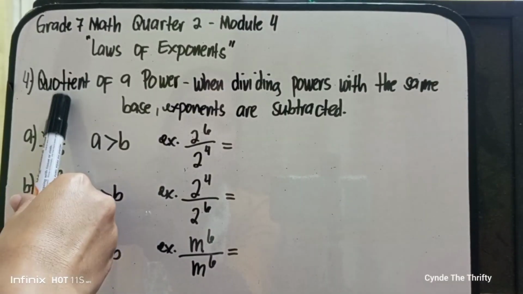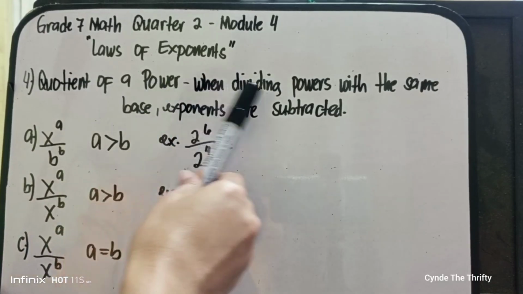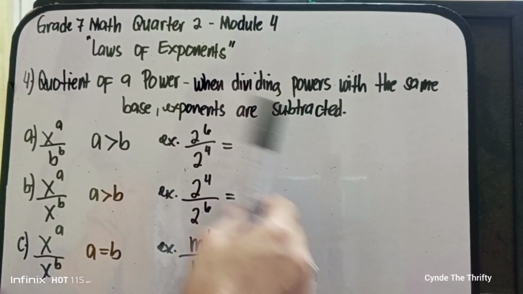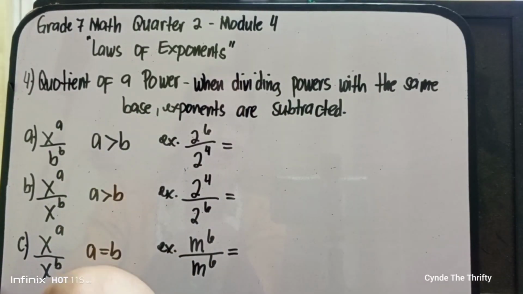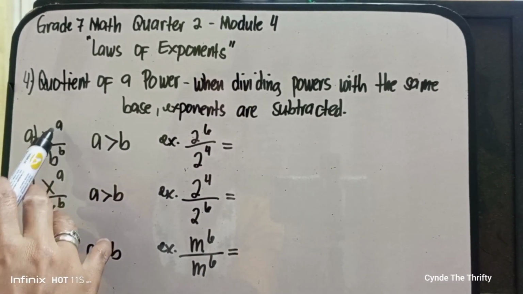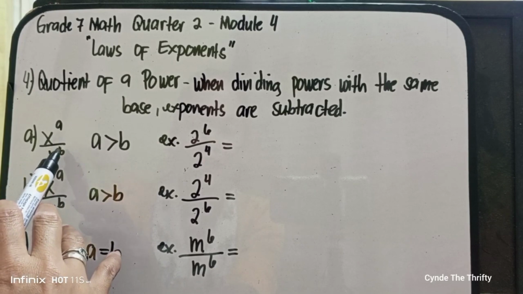Fourth law is quotient of a power. When dividing powers with the same base, exponents are subtracted. So, meron tayong tatlong instances kung saan paano natin i-subtract yung exponent. So, letter A, x raised to the power of A divided by x raised to the power of B.